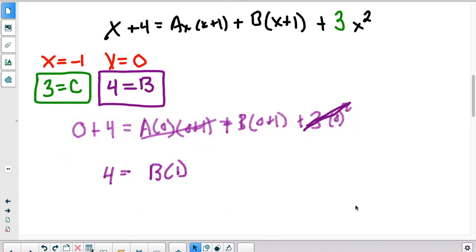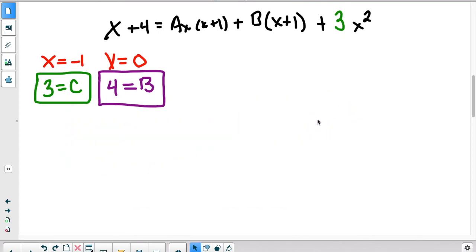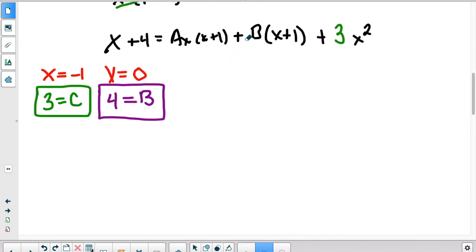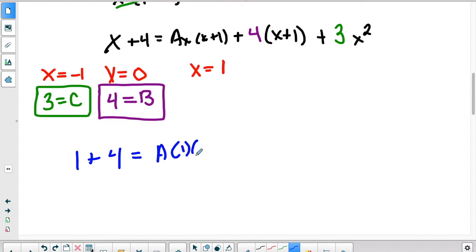And again, I'm going to delete the rest of this here, and that line. And we can plug in that value of 4. Now we need to find a, so I need to pick one more value of x. Well, why not 1? 1's an easy number to work with. And we're going to plug it in. So we'll have 1 plus 4 is equal to a times 1 plus 1, plus 4 times 1 plus 1, plus 3 times 1 squared.